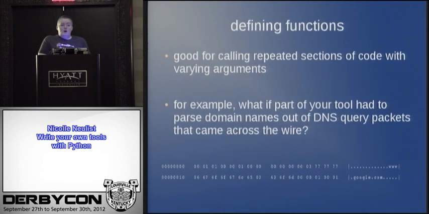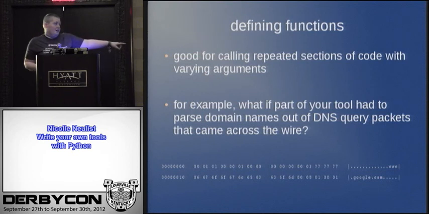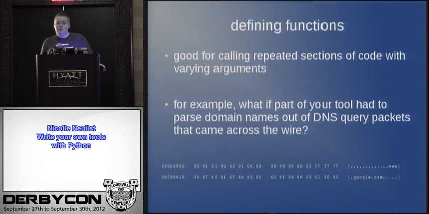Defining functions. If you're calling the same bit of code over and over again, even in your little script, you're probably going to want to have a function. So instead of writing those lines of code over and over again, you just send the argument and call it. For example, I've got this hex dump right here of a DNS query packet. What if you're just listening for DNS query packets, writing like a false DNS server or something, and you want to mess around with the query packets as they come in?